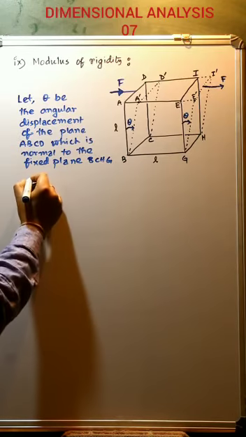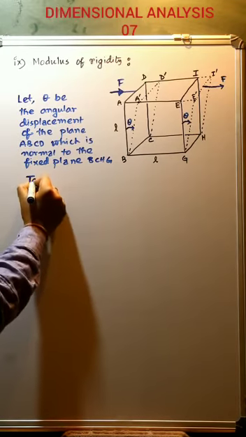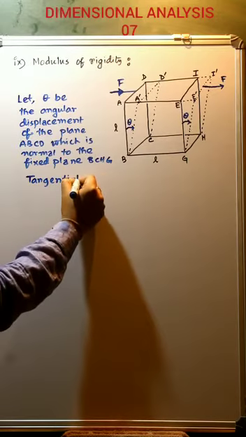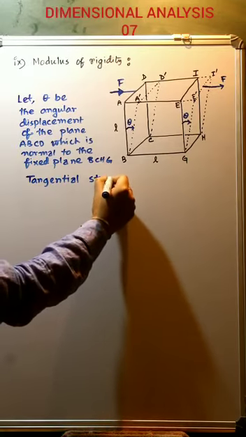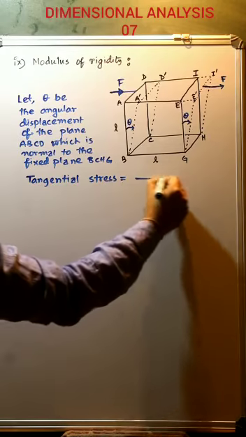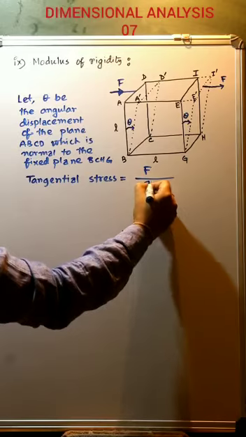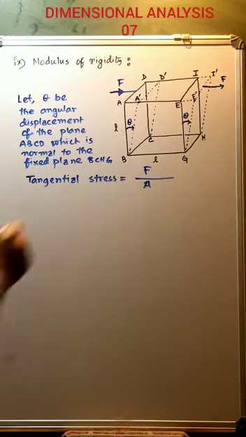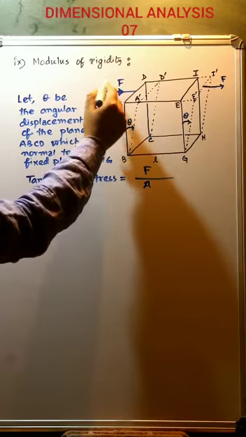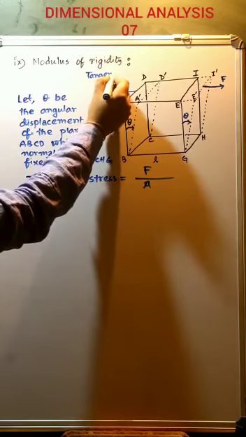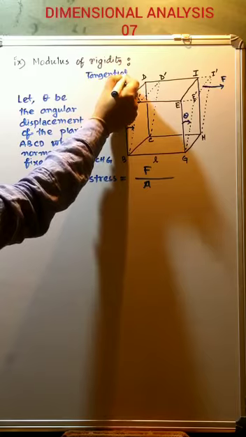In this case, tangential stress. What should be the expression of tangential stress? Tangential stress is the ratio of tangential force and area of cross section of each plane. In this case, F is what? Tangential force. F is the tangential force.